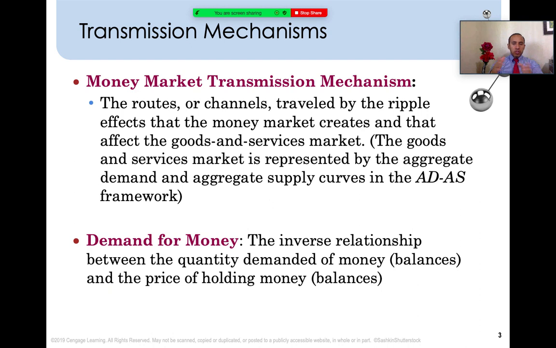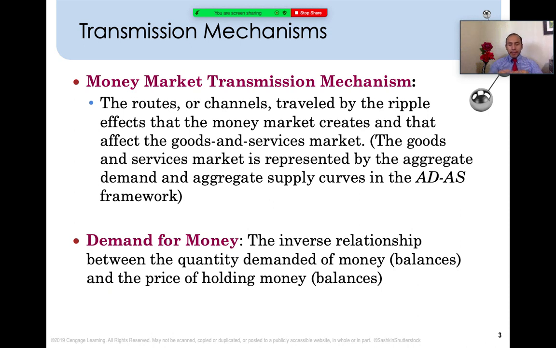When it comes to the goods and services that are consumed or produced by consumers and producers, the goods and services market is represented by the aggregate demand by consumers and all the collective members in the economy and aggregate supply, or essentially the AD-AS economic framework.